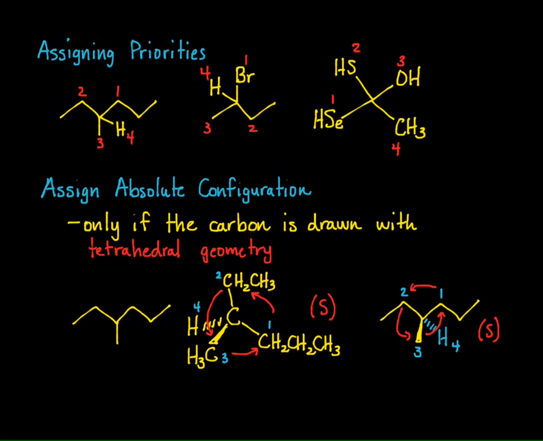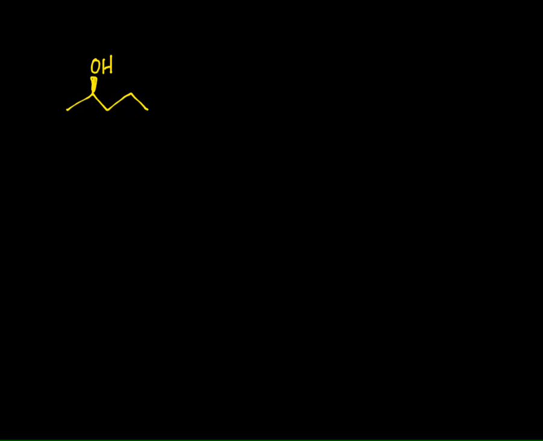This is still S-3-methylhexane. Notice if I switch two of the substituents, I would get the R configuration. So this is one particular stereoisomer, and of course its enantiomer is the R isomer. Okay, so let's look at a couple of examples.